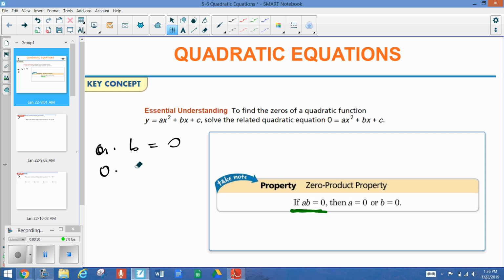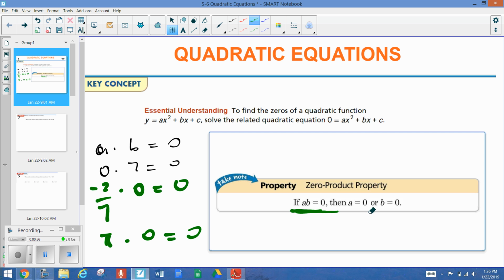Or, for example, 7 times 0. Let's say b is 0, then we don't care what a is, the result is going to be equal to 0. For example, negative 2 over 7 times 0, or 5 times 0 equals 0. So this is what it means: if a times b equals 0, then a equals 0 or b equals 0, or both equal 0, since 0 times 0 equals 0.